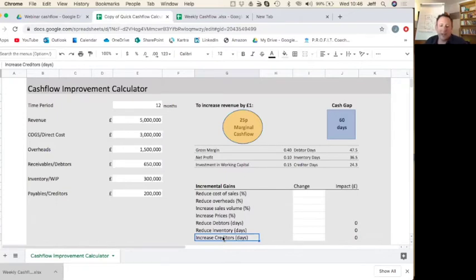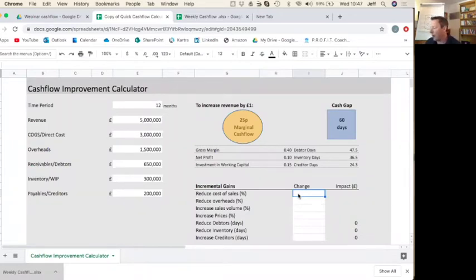So I want you to get in the chat box. What we're going to do is I'm going to put into this spreadsheet a change of 1% or 1 day of each of those 7 levers. So just for a bit of fun, put into the chat box what impact in terms of cash flow, because it's going to tell us not how much more profitable the business will be, but how much extra cash we'll be left with at the end of the year.